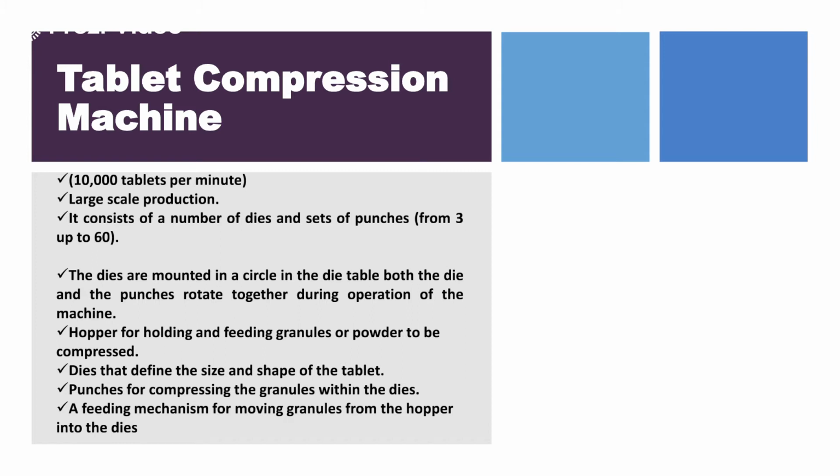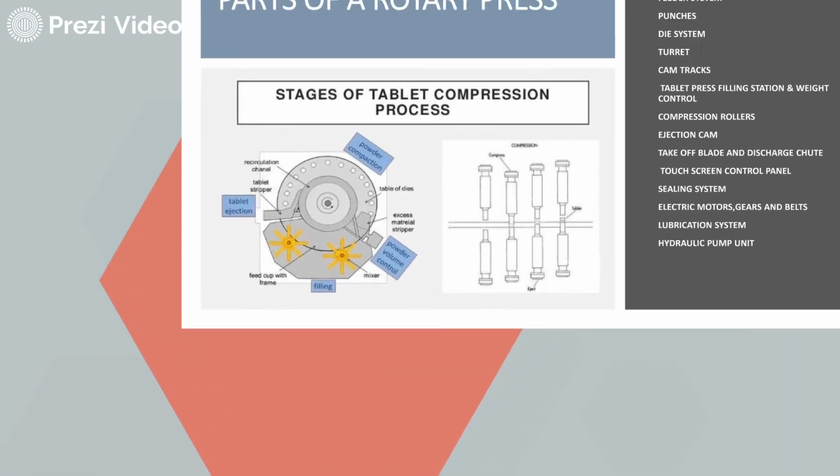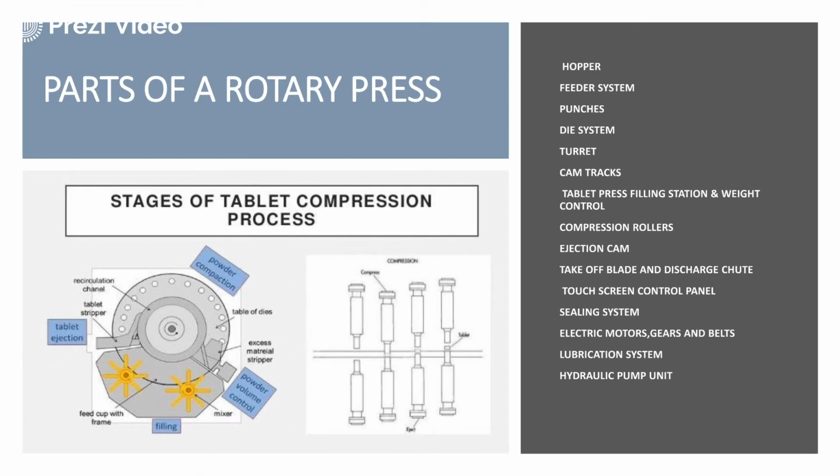For example, the hopper. The hopper is where you enter your granules, and the granules are added to the hopper and finally fed to the machine. Then the dies define the size and shape of the tablet. Punches are used for the actual compression. They are regulated by the big rotary machines, which help in the compression. A feeding mechanism for moving the granules from the hopper into the dies is also in place. Apart from that, there are other machine parts like cam tracks.